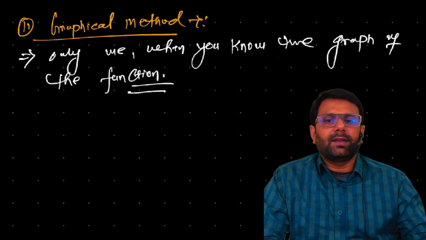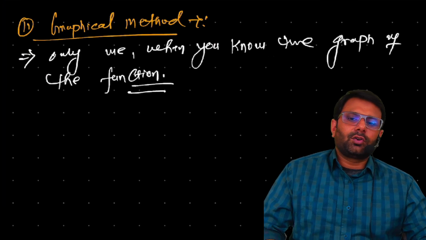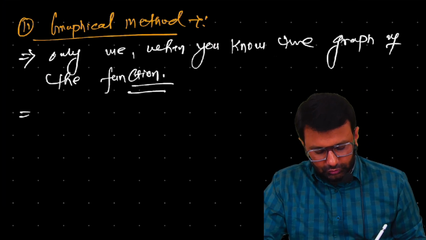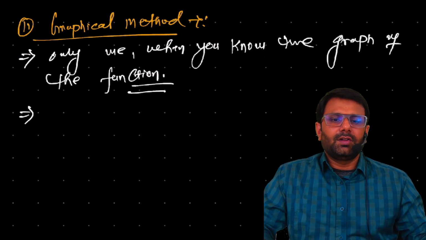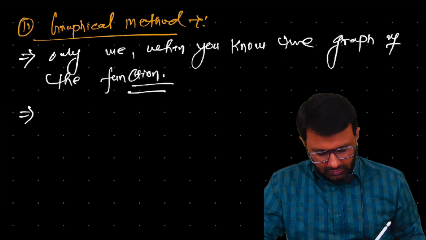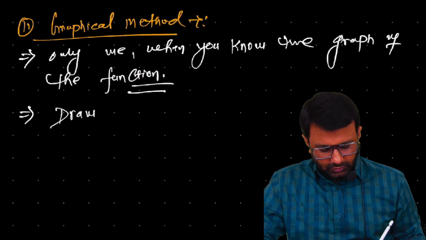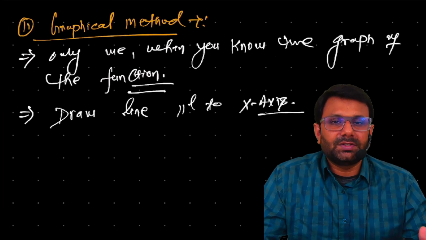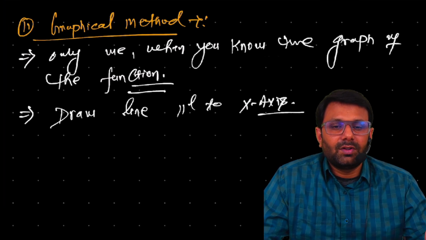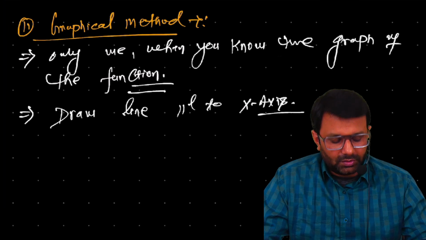Clear? Any confusion? So now after drawing the graph, what do you have to do? Draw one line parallel to the x-axis. And if this line cuts the graph only one time, then the function will be a 1-to-1 function. Otherwise, a many-to-one function.